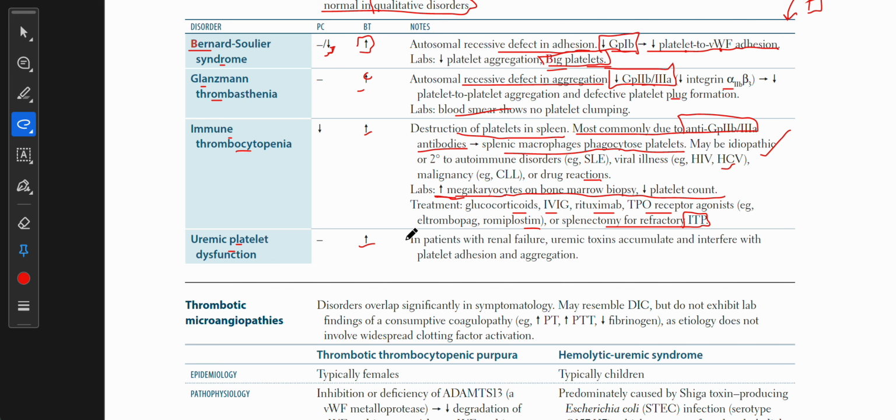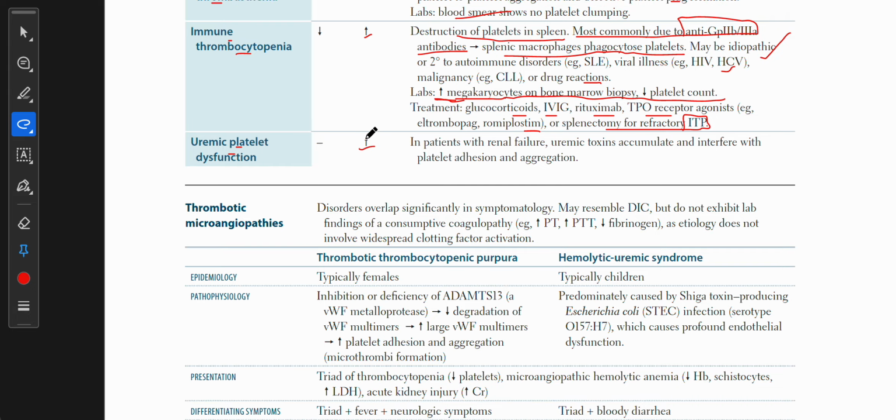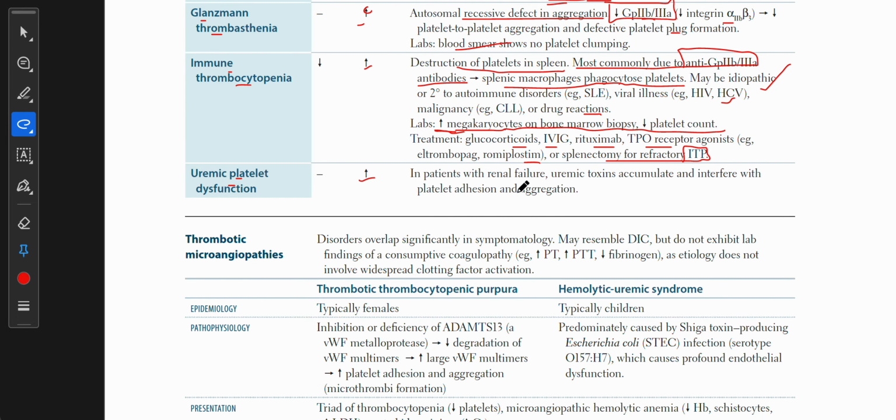The other disorder of platelets is uremic platelet dysfunction, where bleeding time is again increased. In patients with renal failure, uremic toxins accumulate and interfere with platelet adhesion and aggregation. This is the basic pathophysiology.